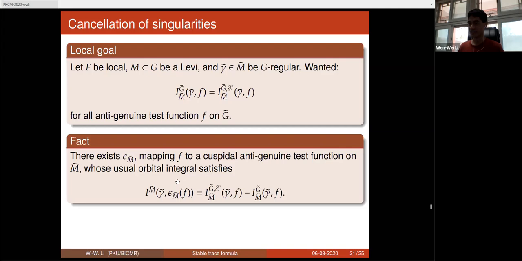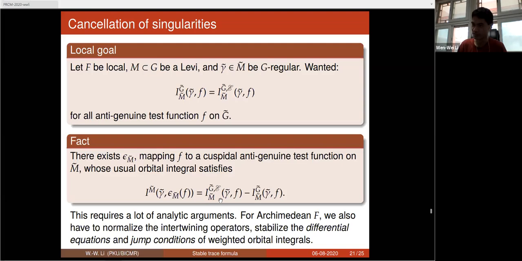More precisely, you have a map epsilon M tilde. It maps f to a test function on M tilde. It's actually something called a cuspidal test function. So that the difference equals the orbital integral on gamma on M tilde of this epsilon guy. This is the first step to its vanishing. This fact itself is also non-trivial. It also requires a lot of analytic arguments. It's easier for non-Archimedean F, but for Archimedean F, we need at least three ingredients.